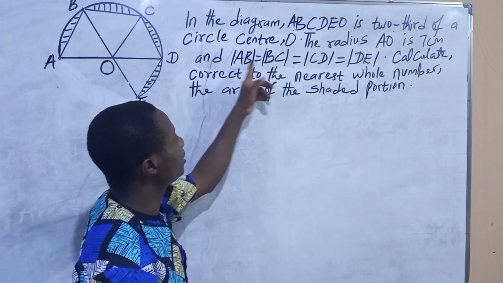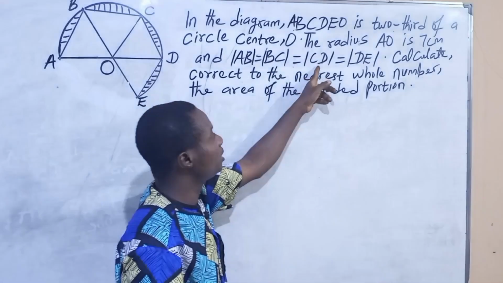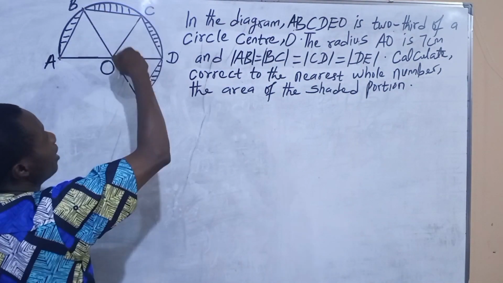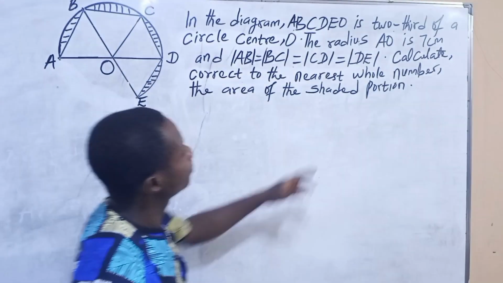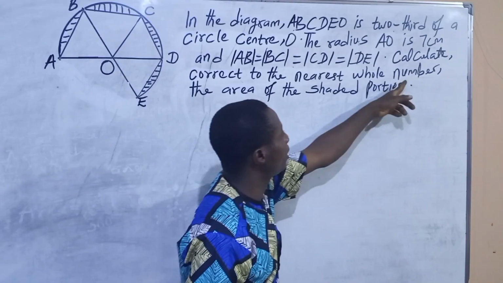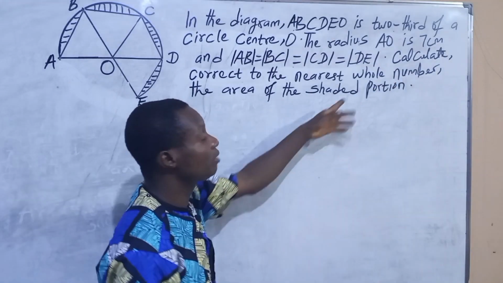And AB equals BC equals CD equals DE, which means all these are radii and they are all equal. Calculate, correct to the nearest whole number, the area of the shaded portion.